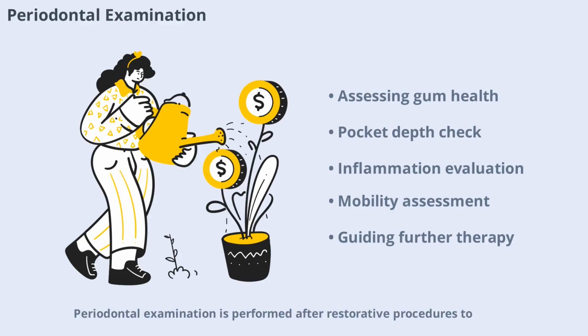Periodontal examination is performed after restorative procedures to assess the health of the gums and supporting structures. Clinicians check for pocket depth, inflammation, and mobility. This evaluation helps identify any remaining issues and guides further therapy if needed. By monitoring periodontal health, clinicians ensure long-term success and stability for the patient.